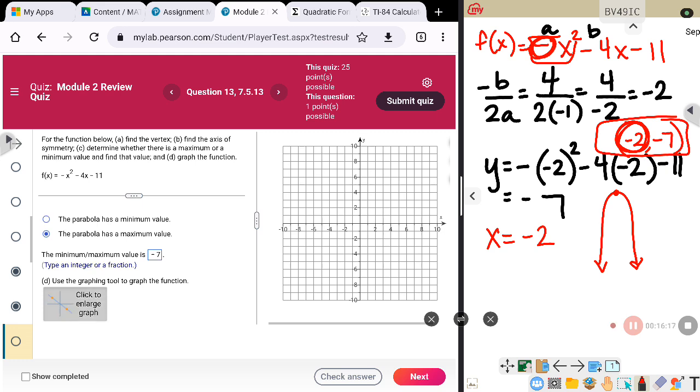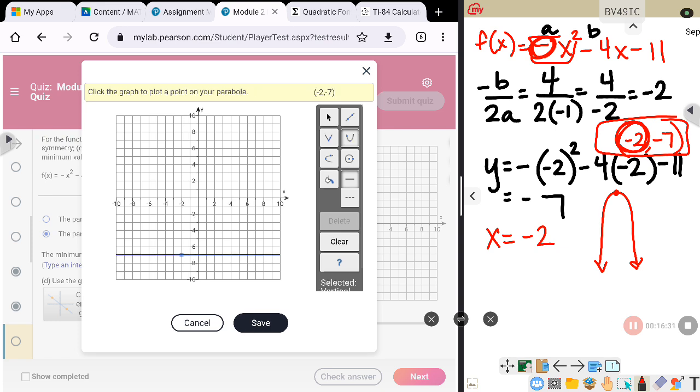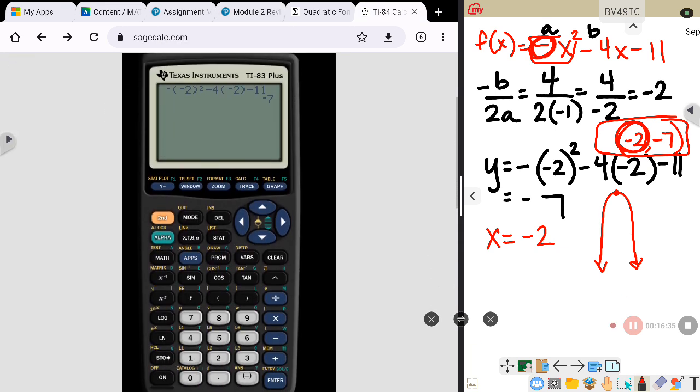And then we'll graph it. Tell it it's a parabola. And again, we're plotting the vertex first. So left 2, down 7. -2, -7. And again, we're going to need another point. So let's put this in our y equals. Put in your function, -x squared minus 4x minus 11.